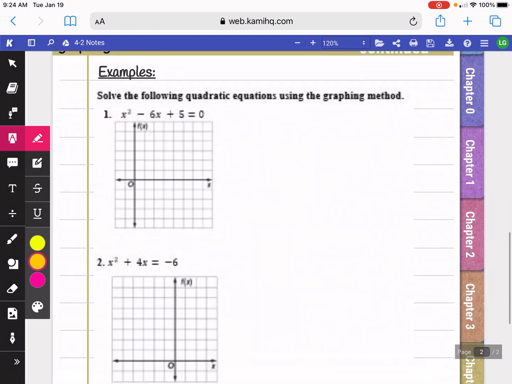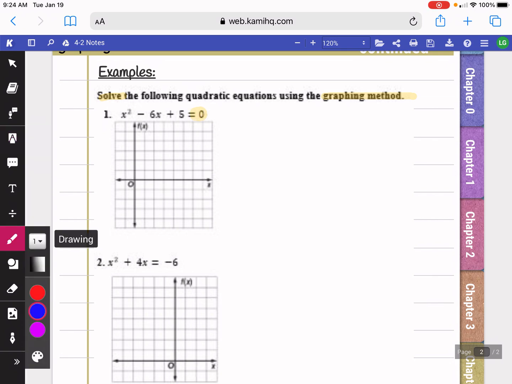So here in example 1, we're going to solve using the graphing method. Here it's equal to 0, so I can already start using my formula, x equals negative b over 2a. For here, my a is 1, my b is negative 6, and my c is equal to 5. So I'm going to plug in negative 6 for b and 1 for a. And now I got my x from my vertex.